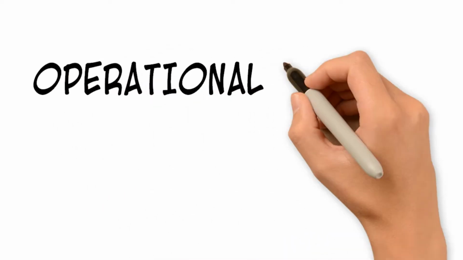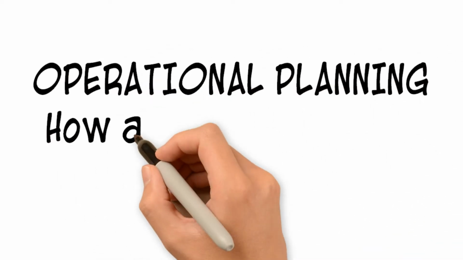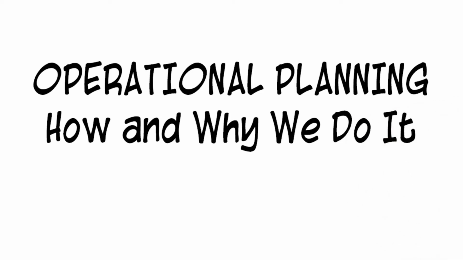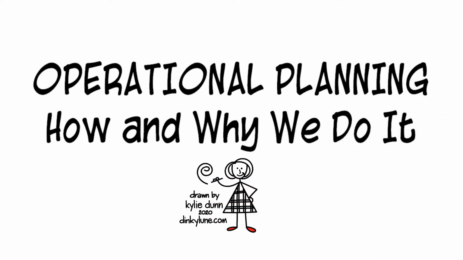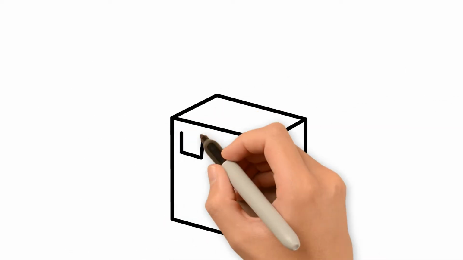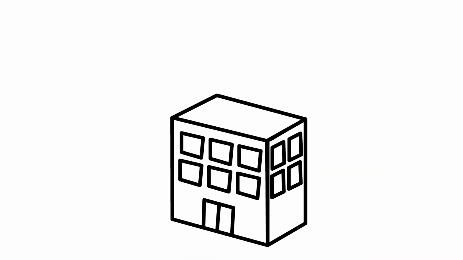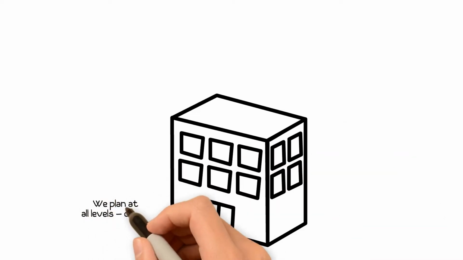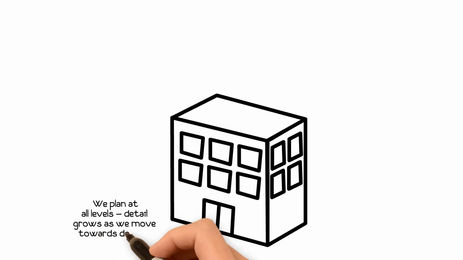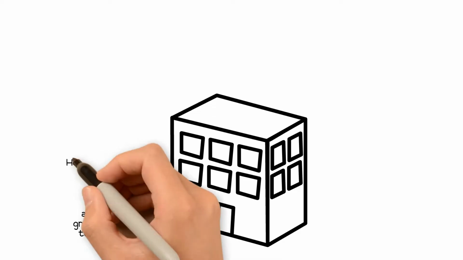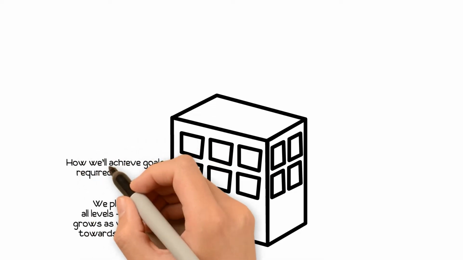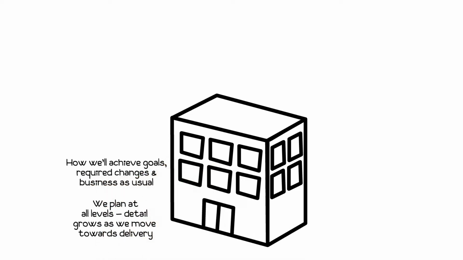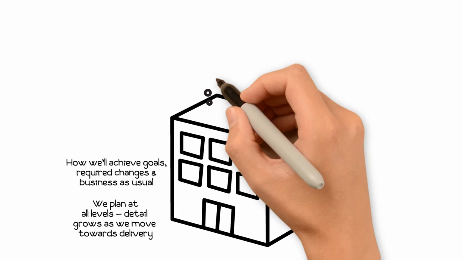Hi, I'm Kylie Dunn, and in this video we're going to briefly look at operational planning, how and why we do it. Planning is a large part of the work inside every organisation. It happens at all levels, increasing in detail as it reaches delivery. Operational plans are designed to help an organisation outline how it will achieve its strategic goals, required changes and standard service requirements. It's important to remember that all planning is designed to help you think.